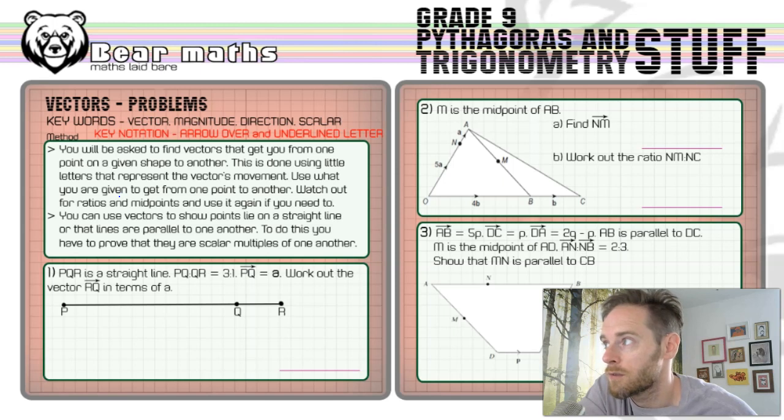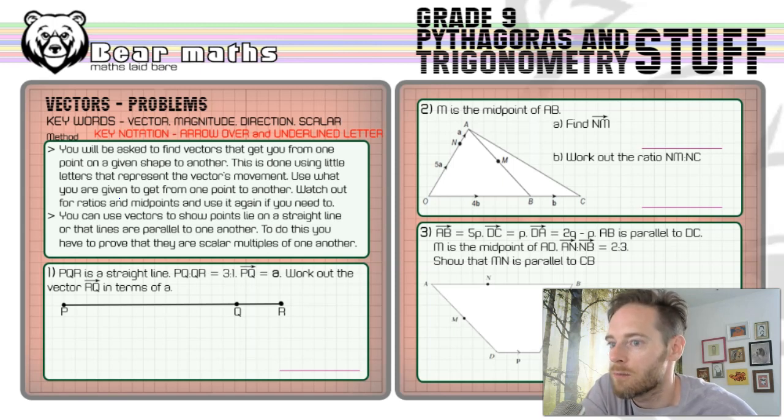Keywords I've got for you are the same as the other vectors video: vector, magnitude, direction, scalar, key notation, arrow over the top, and underlined letter. So a vector is something that has direction and magnitude. A vector quantity has direction and magnitude. The magnitude is the length, and the direction is the way it goes.